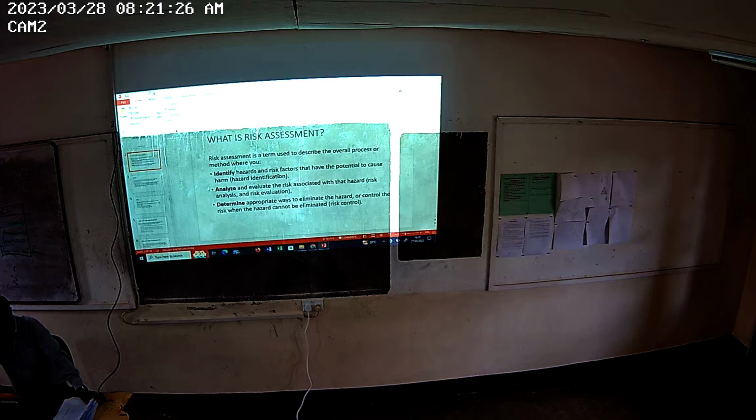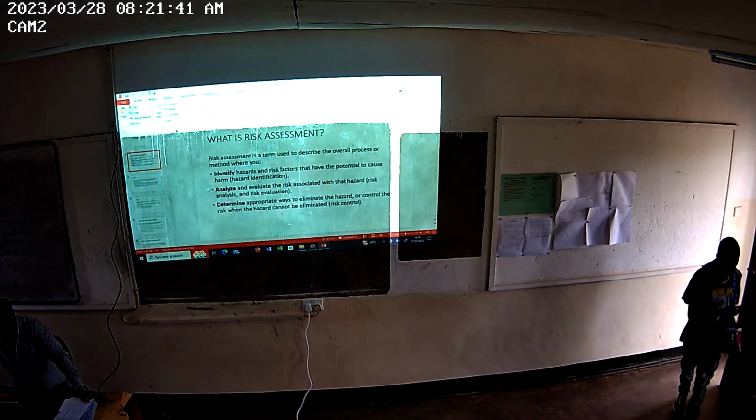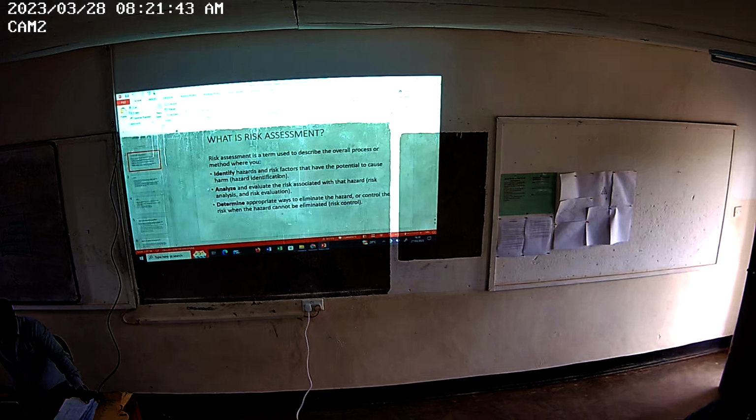Now, after you have identified, you are supposed to analyze that risk. Analyzing is the evaluation of the risk associated with the hazard. What risk or hazard does crashing of the hard drive pose?